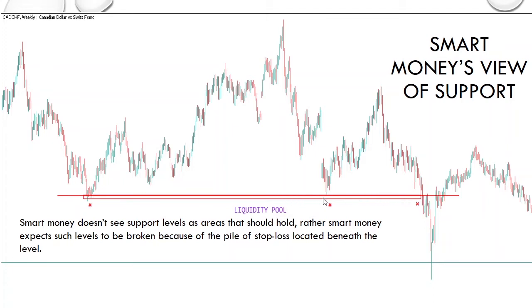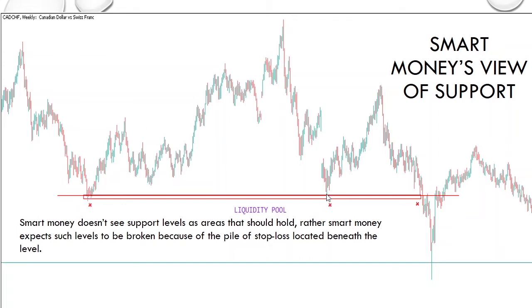Okay, and just look at it here. You were given a little bit of profit to the upside, and then boom, it was broken, and all the stop losses here were raided. Imagine, obviously this was the first touch, so you're going to be expecting the second touch.